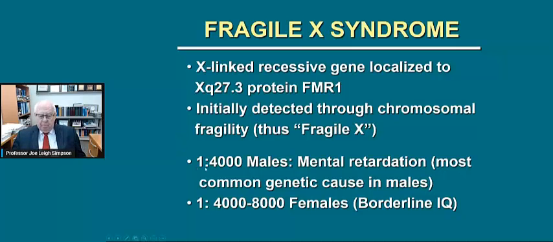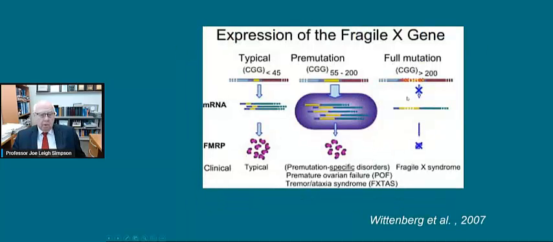It is the most common disorder producing mental retardation in males, 46XY. In females, it's uncommon, but has a prevalence of about 1 in 4,000 to 1 in 8,000. And women can have borderline IQ, but they are far less severely affected than males, as you would expect in X-linked recessive inheritance.